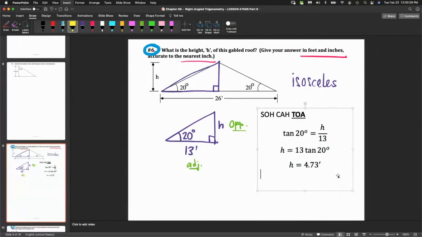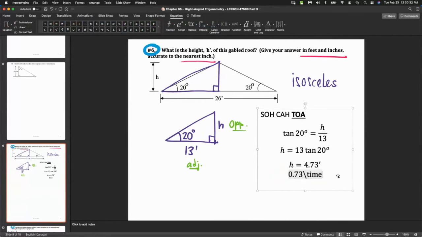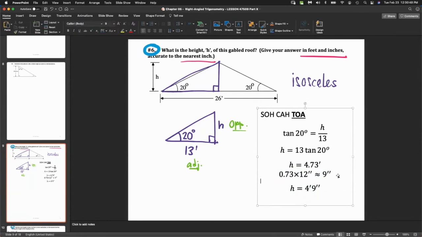So just take a note on the side here: 0.73 times 12 is approximately equal to, well, it's 3/4, right? So 3/4 of 12 is 9. It's close to 9 inches, pretty sure. So the height is equal to 4 feet 9 inches. Don't fall into that trap where you get so excited because you got to the end, and then all of a sudden you're like, damn, I just lost something at the end, something silly.